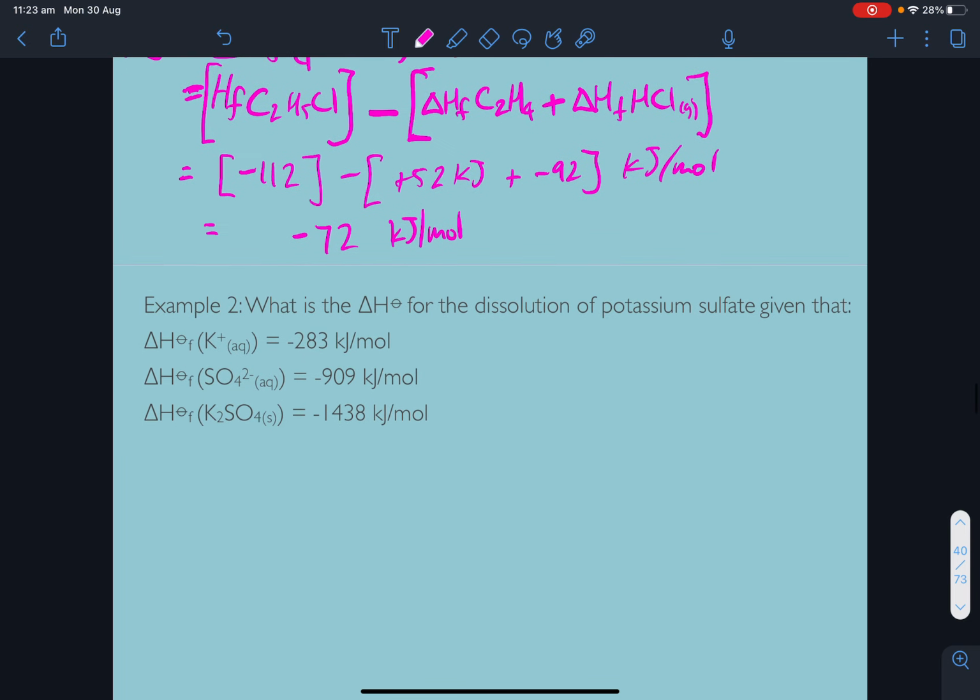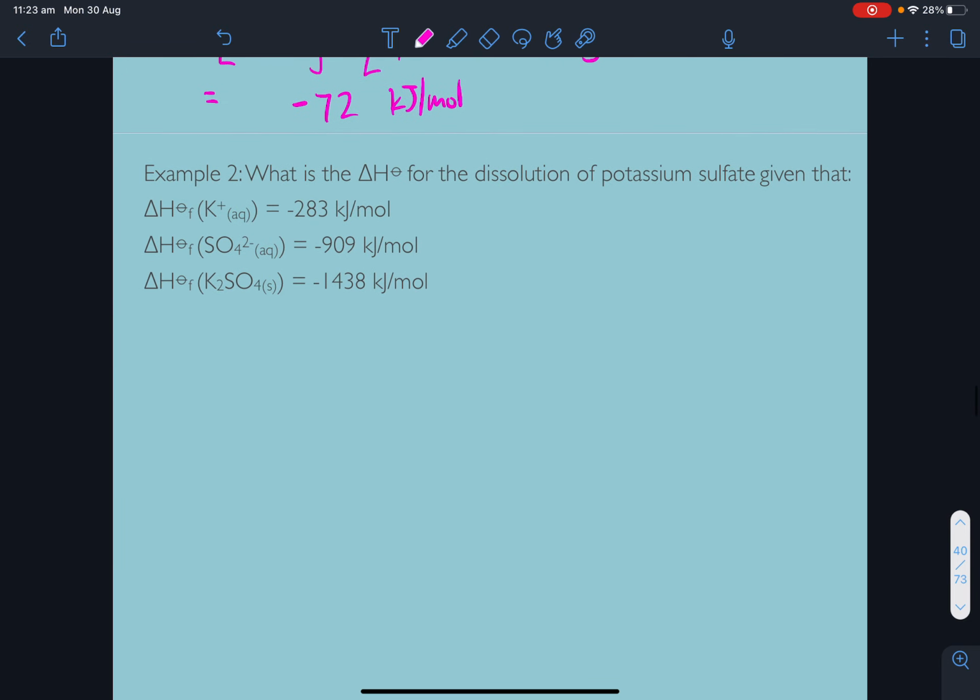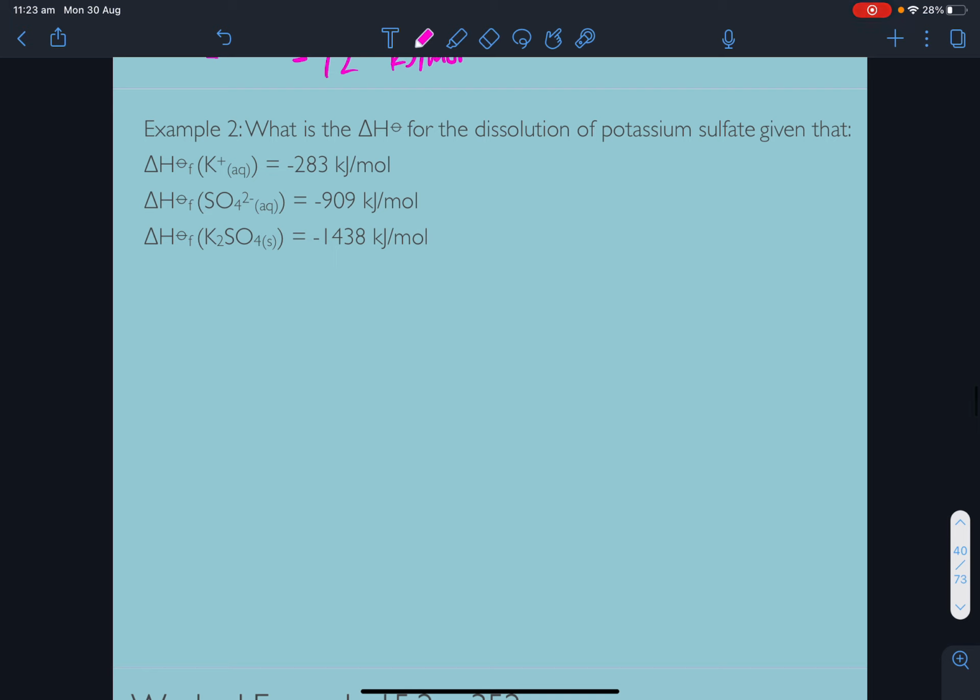Okay, let's do another one here. What is the enthalpy for the dissolution of potassium sulfate, given that we've got the heat of formation for potassium plus and the heat of formation of sulfate and the heat of formation of potassium sulfate? Okay, so let's do the dissolution equation. K2SO4 solid going to, we're going to form 2 K pluses and 1 sulfate ion. Make sure that you can balance that.